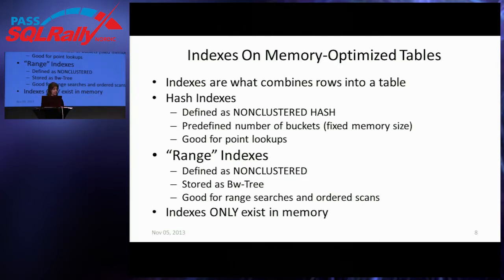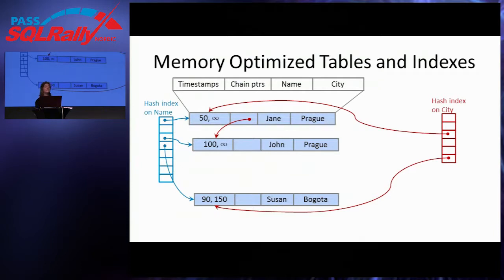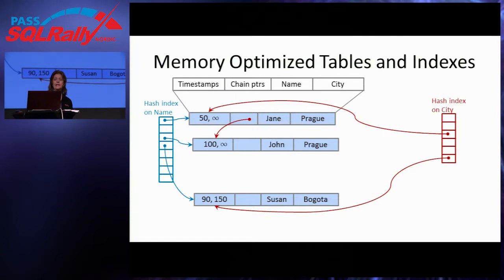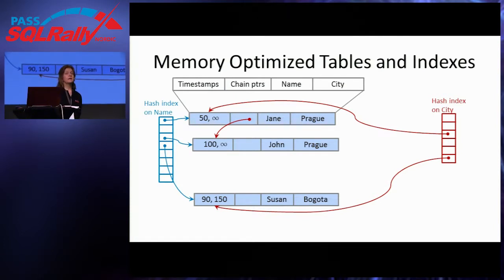Range indexes are stored as this new BW tree structure. I'll show you what that looks like in just a minute. So this is one slide illustrating a hash index. There was a presentation at Tech Ed on Hekaton for developers that went into a lot more detail on how this index was managed. But because our time is limited, all I'm going to show you is the final slide here, just to see a little bit about how the rows are connected together.